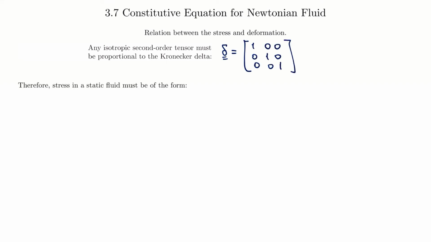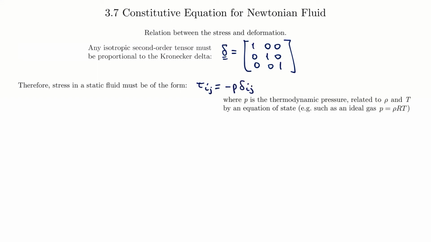So therefore, the stress in a static fluid, because it's isotropic, has to be of the form where P is known as the thermodynamic pressure. So that's related to density and temperature by an equation of state. For example, a very common one is our ideal gas relationship, as I've shown here, where P equals rho RT.